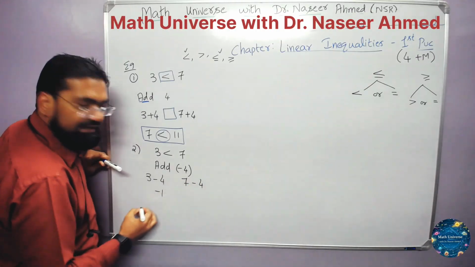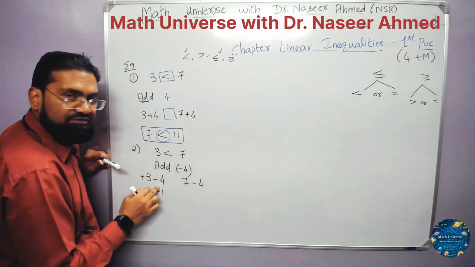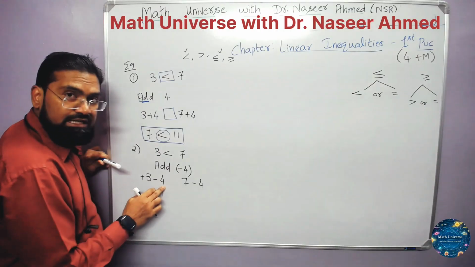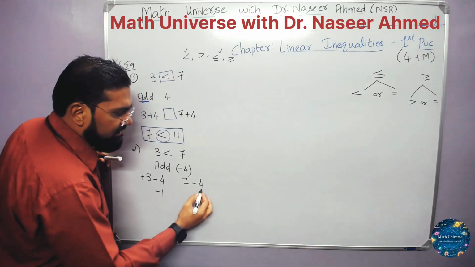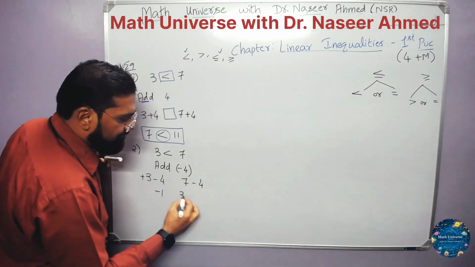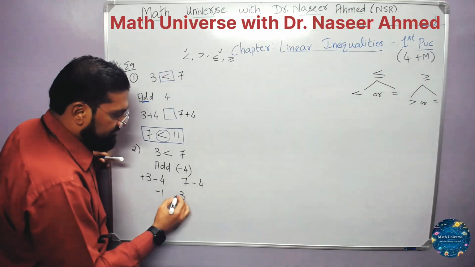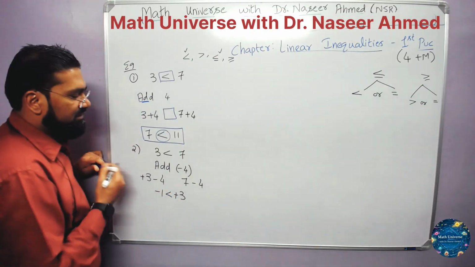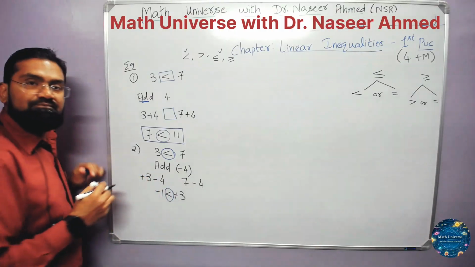3 minus 4 is minus 1, because signs are different. Whenever signs are different, we have to subtract. So 3 minus 4 is 1. Among 3 and 4, which is the larger number? 4, and its sign is minus. Again, 7 minus 4. Signs are different, so I subtract. 7 minus 4 is 3. Among 7 and 4, which is larger? 7, and the sign of 7 is plus. And we know a negative number is less than a positive number. So whatever inequality we had, it stays the same.